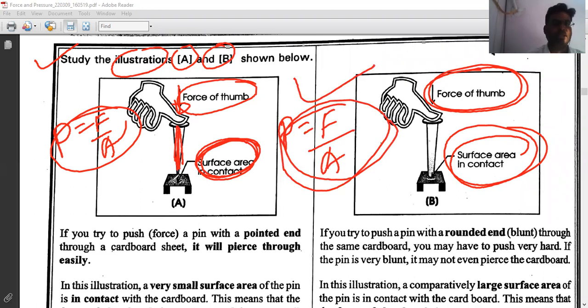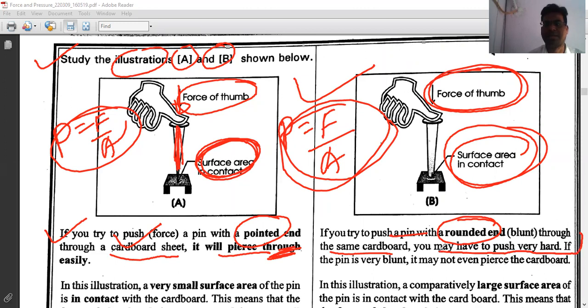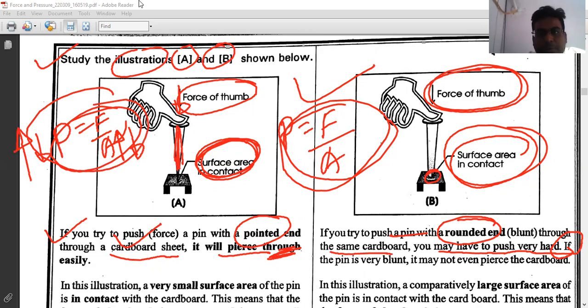So you can see in both diagrams, if you try to push a pin with the pointed end through a cardboard sheet, it will emerge through easily. And if we try to push a pin with a rounded bottom through the same cardboard, we may have to push very hard, right, due to the larger area. So as I have told earlier, when area is large, pressure is very small. And when we keep the area small, we get the larger pressure, right? Because they are inversely proportional to each other.